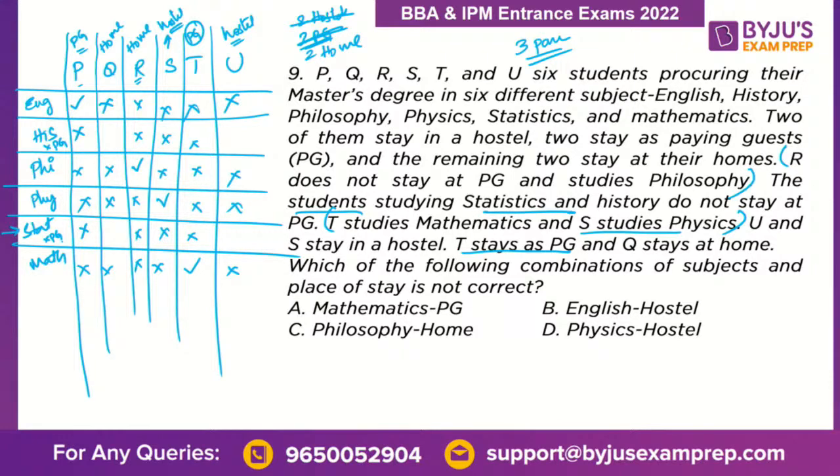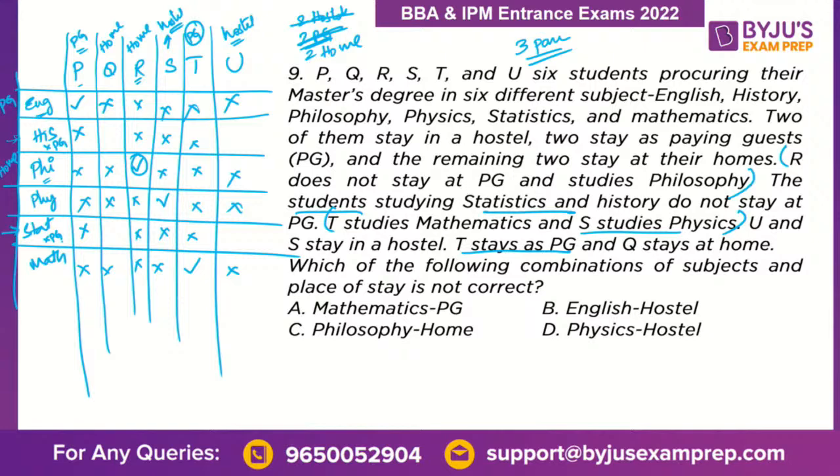You can see about stats and history. So these are the only 2 things which are left out. Okay, history and stats. So history and home. Okay, just write this. So English is PG. I'm writing who is what now. English is PG. Then physics. Physics is what? Physics is home. Because physics is this tick mark and this tick mark is R. So R is in home.